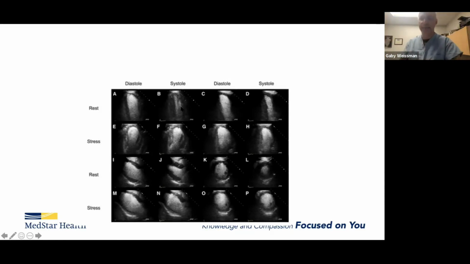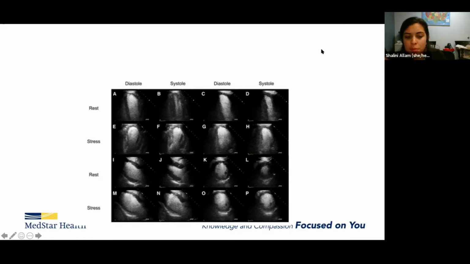The heart contracts. A different view, 2-chamber view. Again, you can see the left ventricle here, nice and large in diastole, and in systole becomes smaller. Contrast that to what happens at stress, where the heart really does not become smaller in systole. So the wall is not functional. And I see the hand up.